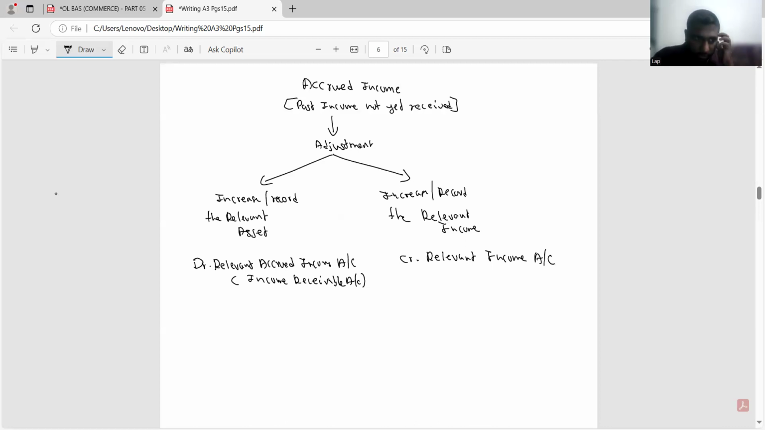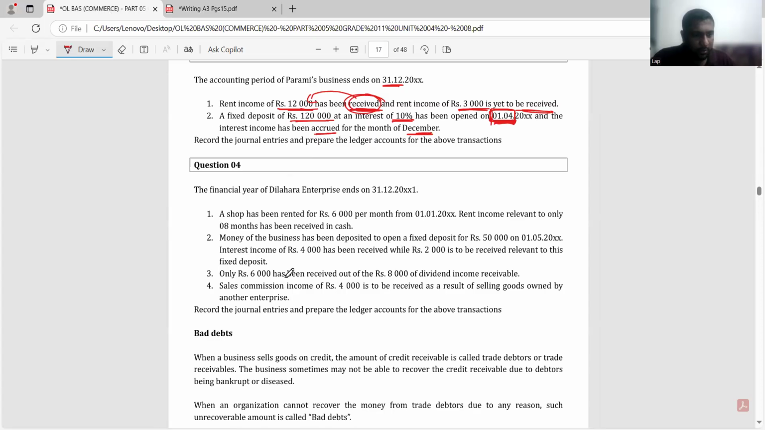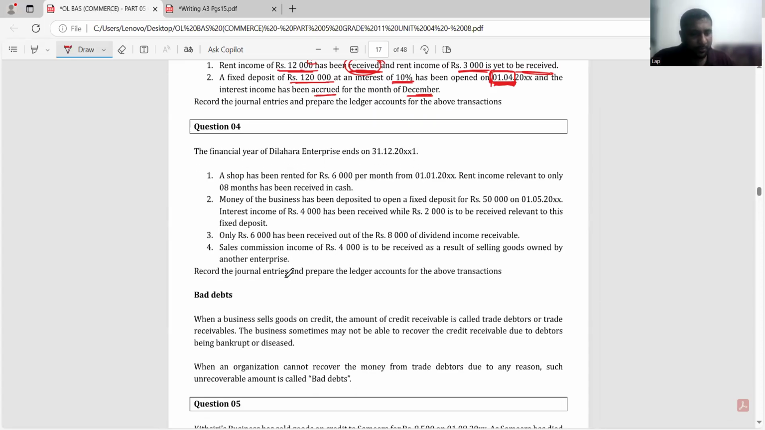Okay. So there is a small question. We'll do that question and we can move to the other adjustments in the next class. Here also, I'm going to focus only on the income to be received portion, not the complete entry. A shop is rented for 6,000 per month. Rent income relevant only for 8 months has been received in cash. So only for 8 months you have received. That means 4 months not yet received.